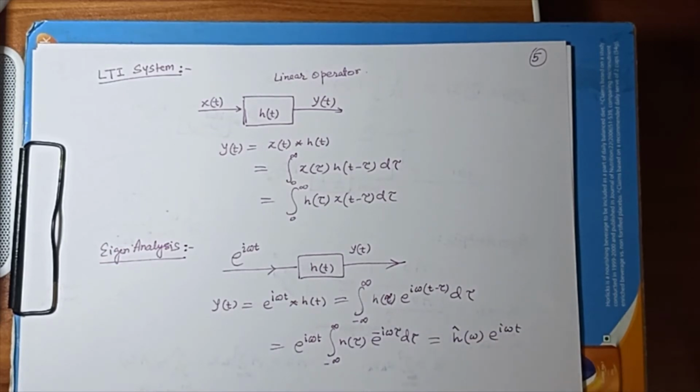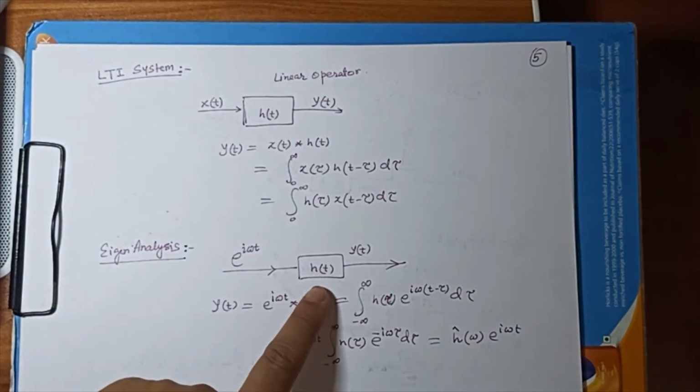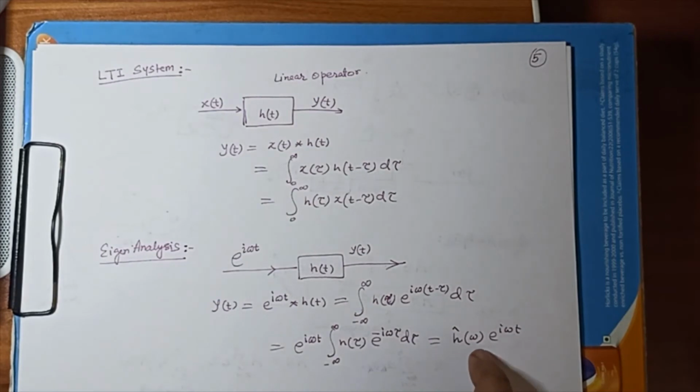You see? So the input is e to the power i omega t, and when it is passed through the LTI system h(t) with impulse response, the output is h hat(omega) e to the power i omega t. So e to the power i omega t is indeed an eigenfunction for all omega.